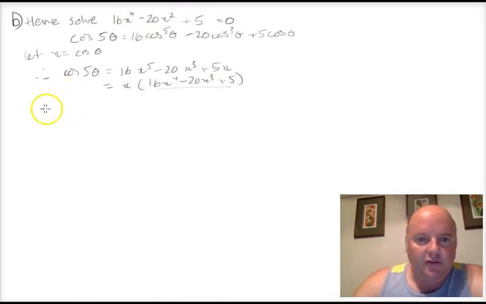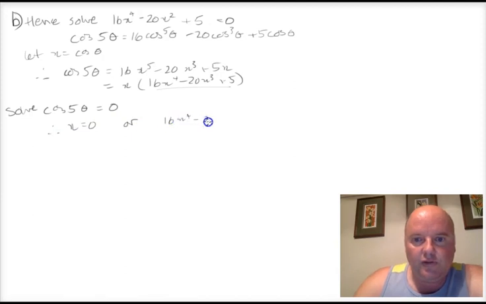So what we're actually going to do is solve cos 5 theta equals 0. So solve this. Now if this is equal to 0, that means this is equal to 0 as well. So therefore either x equals 0 or 16x to the power of 4 minus 20x cubed plus 5 equals 0.